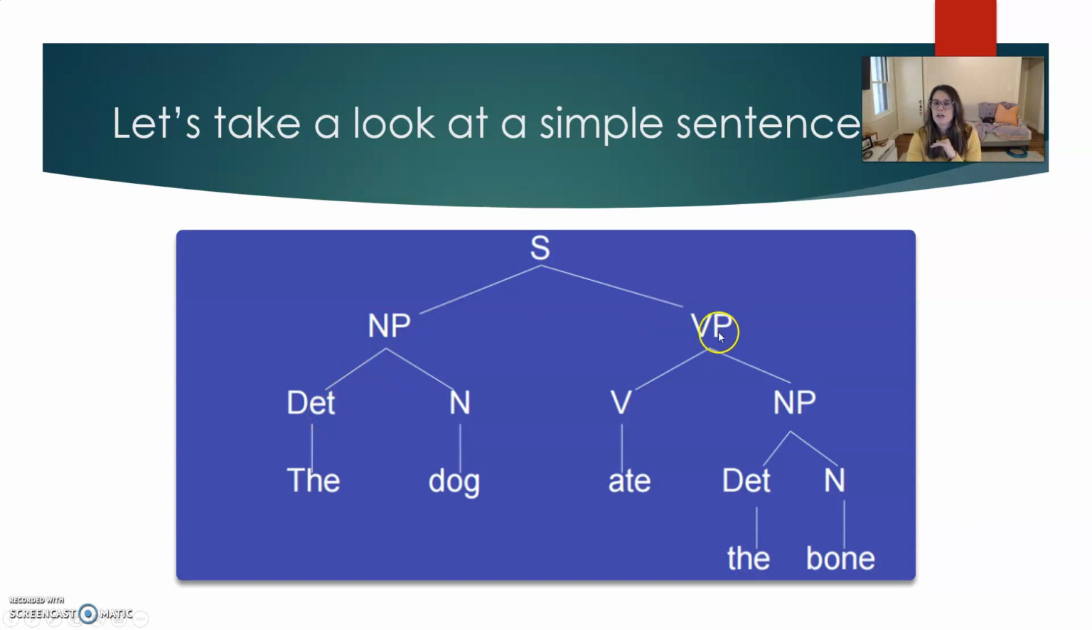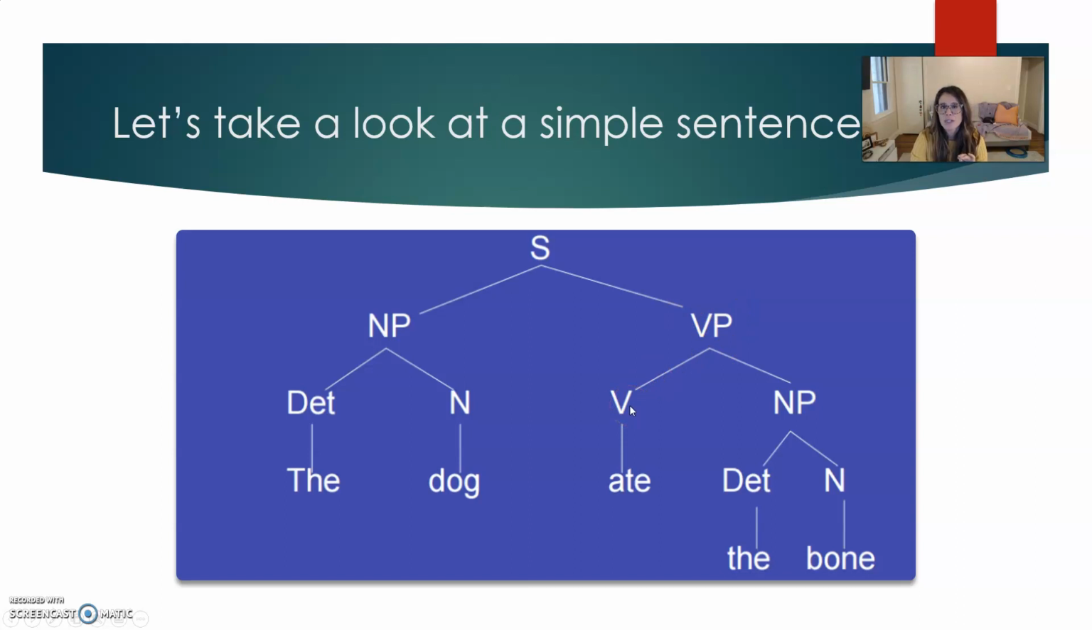And the same thing here for a verb phrase. We know that we have to have a verb. We could leave this whole branch off right here, and we could just say the dog ate, and that would be a sentence on its own. You would still have the verb phrase up here with just a verb.